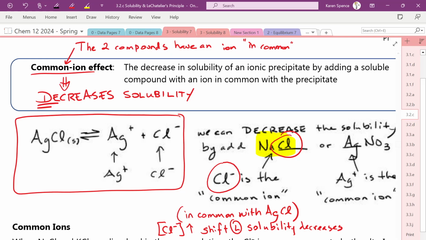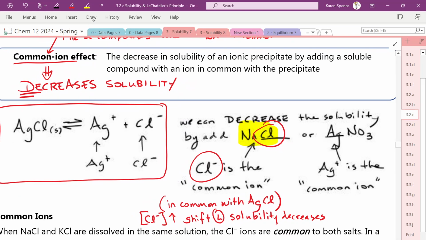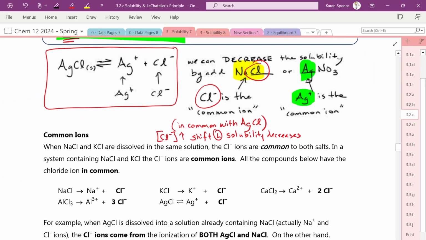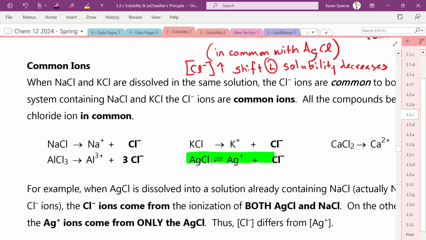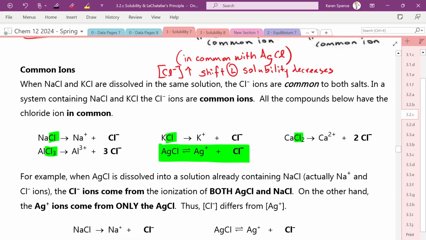Okay? You could also do it with something else where we have the silver in common, and that would again increase the concentration of silver, which would shift the equilibrium to the left, which would decrease the solubility. So the common ion effect decreases solubility. Alrighty? So you can see here, if we have silver chloride, any one of these compounds that contains a chloride ion will cause the common ion effect. So all of these compounds will decrease the solubility of silver chloride.